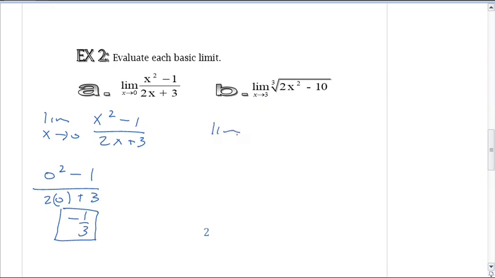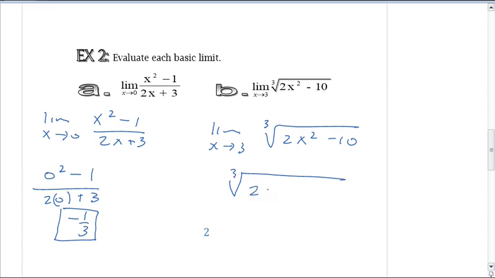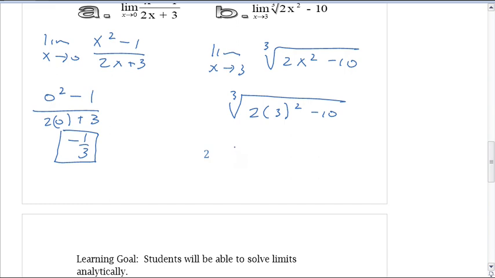Okay, so the next one: limit as x approaches 3 of the cube root of 2x squared minus 10. I'm first going to try to use direct substitution. I plug in a 3. I get the cube root of 2 times 3 squared minus 10. That will generate for me the cube root of 9 times 2, which is 18, minus 10. And if I clean this up a little bit more, you get the cube root of 8, which is equal to 2.